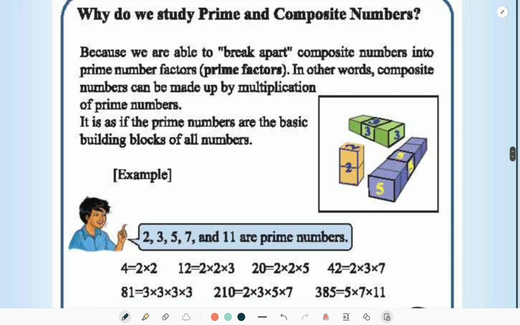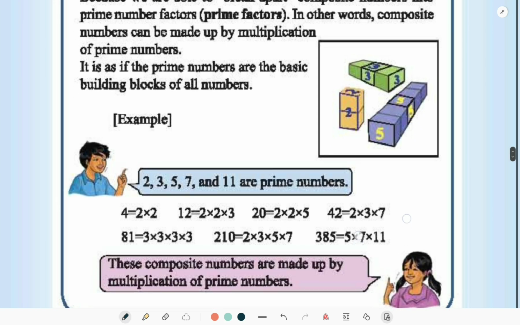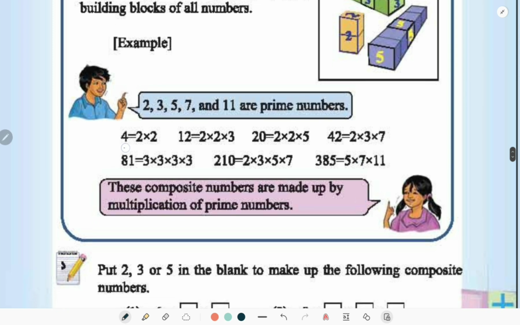So what is the advantage? Why do we study prime numbers and composite numbers? We can break apart the composite numbers as the product of prime numbers. That is the advantage. For example, 4 is written as 2 into 2. What about 12? 12 is 2 into 6, right? And 6 is again 2 into 2 into 3. This is about 12.